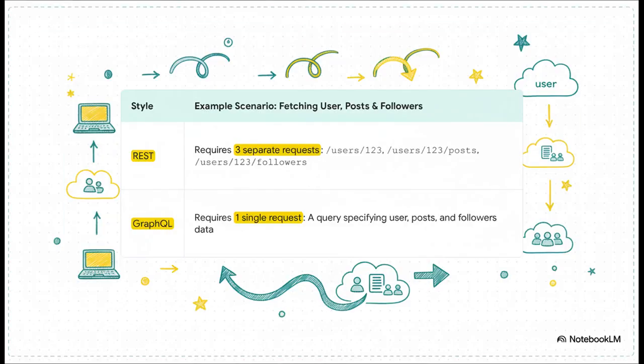And this right here, wow, this just lays it all out so clearly. To get a user, their posts, and their followers with a REST API, you're probably looking at 3 separate requests. That's 3 round trips to the server. With GraphQL, you can bundle all of that into one single powerful query. For really complex apps and user interfaces, this is an absolute game changer.